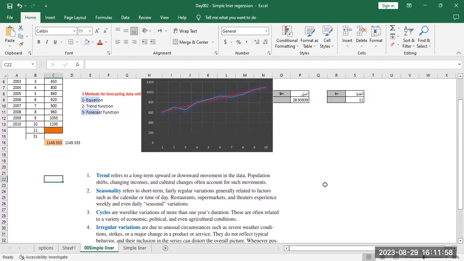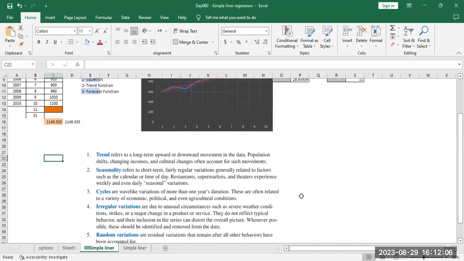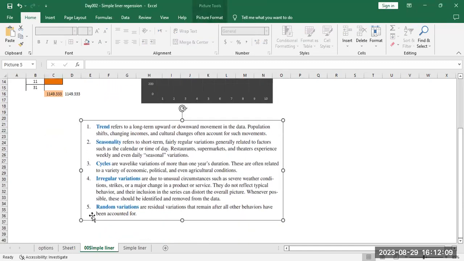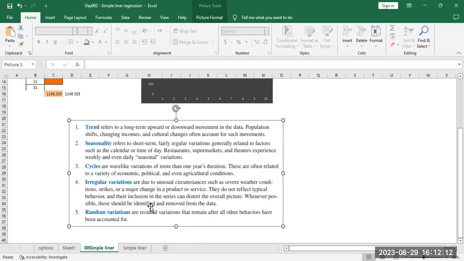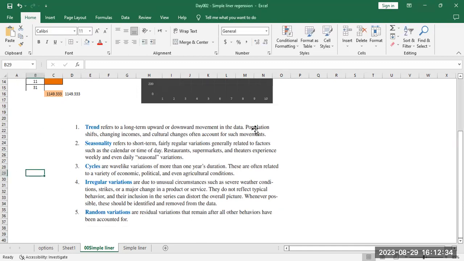It is the underlying behavior of the data that we can get from our sales, from our consumption. So once you have the data, you have to check what is the underlying behavior in this data. Maybe you have some data with the trend, which refers to a long-term upward or downward movement in the data, which means with time passing, our data is increasing, or our sales is increasing, in other words, or it's decreasing. One very famous example of trend data is population shifts and changing incomes, etc.